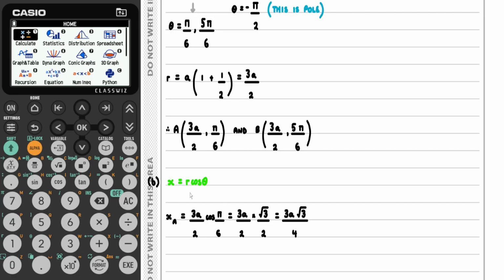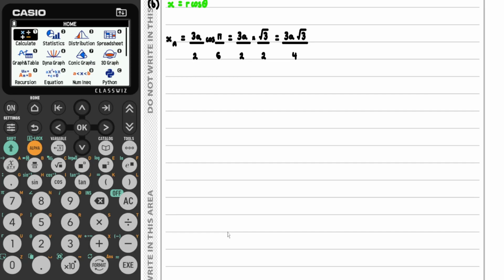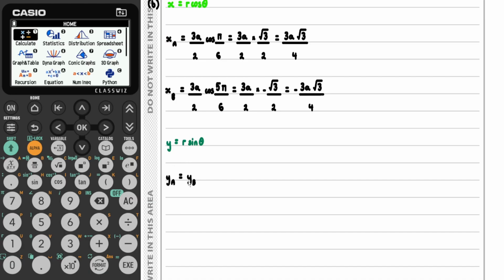And we can also find out what xB is. xB will equal 3a over 2 times the cosine of 5 pi over 6. So we've got 3a over 2 times negative root 3 over 2, so that's negative 3a root 3 over 4. We know that y is equal to r sine theta. Now, yA will equal yB because sine theta will equal 1/2, and r is the same. So we've got 3a over 2 times sine theta, which we know is 1/2, so we get 3a over 4.